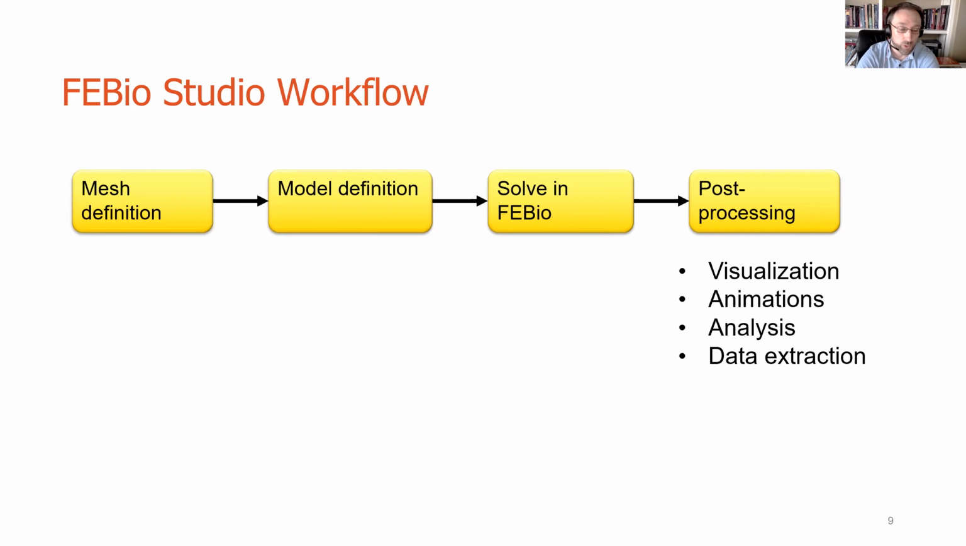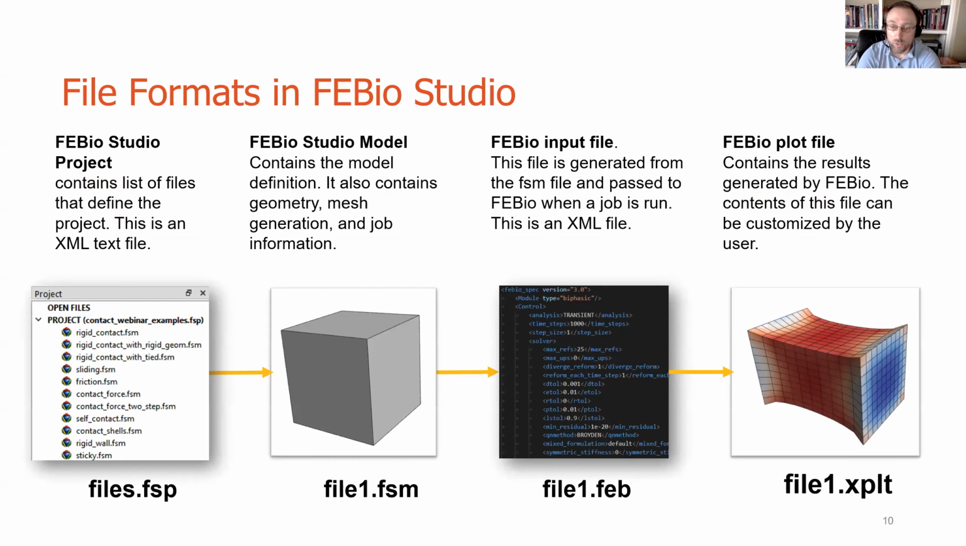So we're going to define some geometry, add some physics, solve in FEBio, and then look at the results. I just wanted to make a quick note on the different file formats that we'll be using. There are 4 file formats, and I want to give you an initial overview of these files. We'll come back to these specifically, but just so you already have an idea.